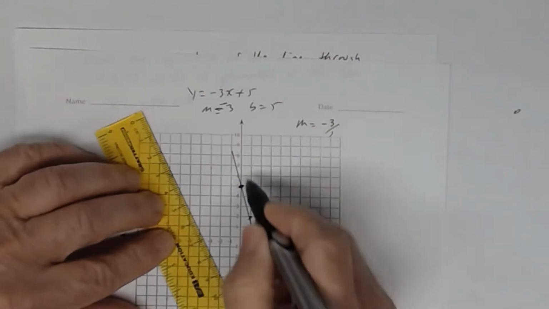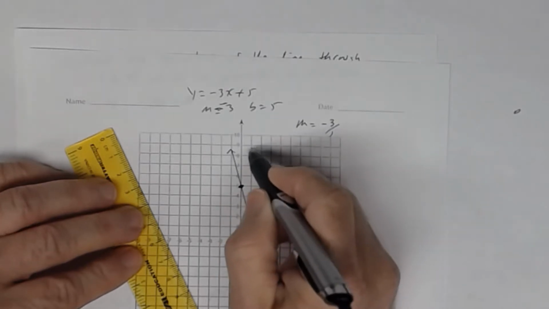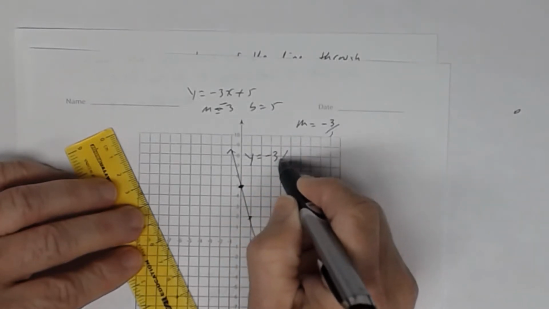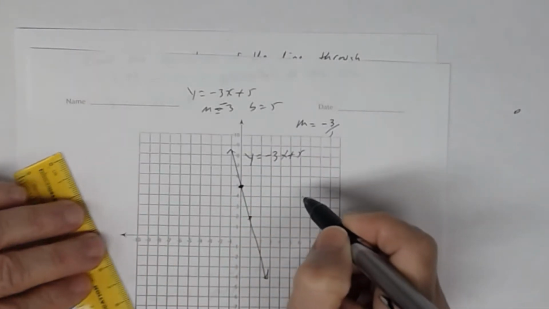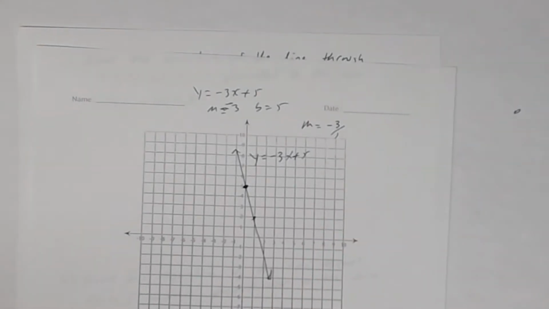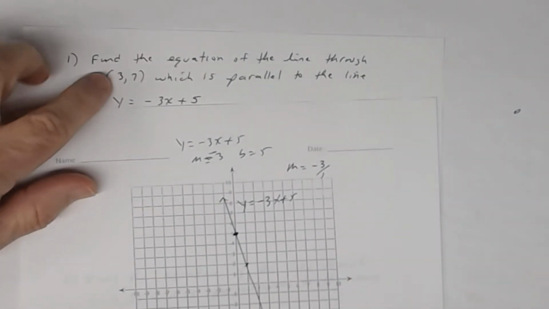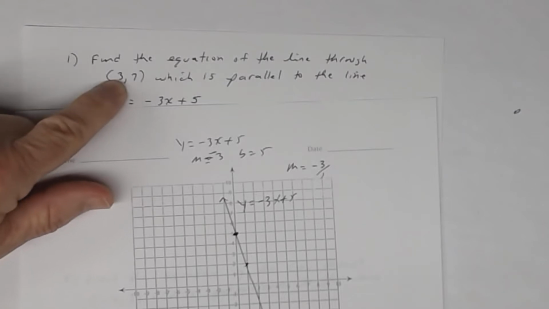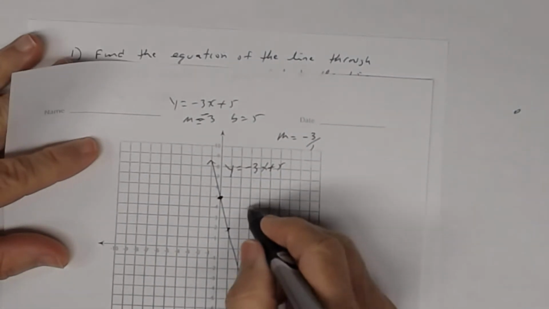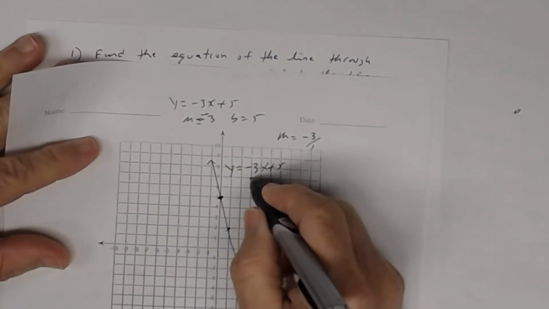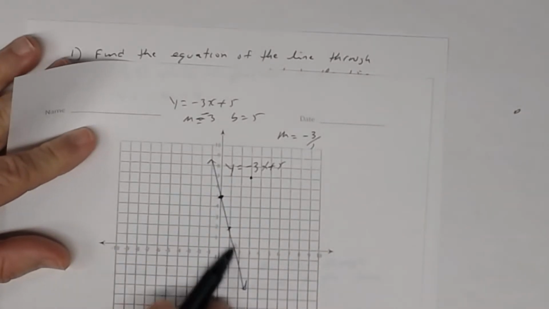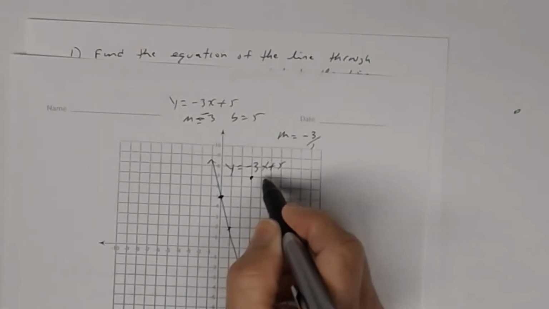So this right here is the equation y equals negative 3x plus 5. This is a graph of that equation. What we're interested in finding, though, is this: what is the equation of the line that goes through the point 3, 7? So here's 3, 7 right here, and is parallel to this one. So there's the point 3, 7. So you want to find the equation of the line that's parallel to it.